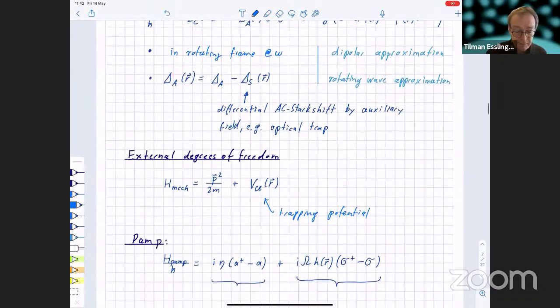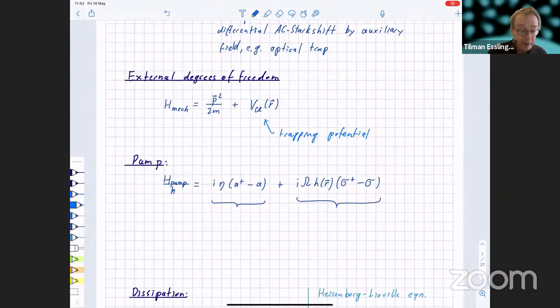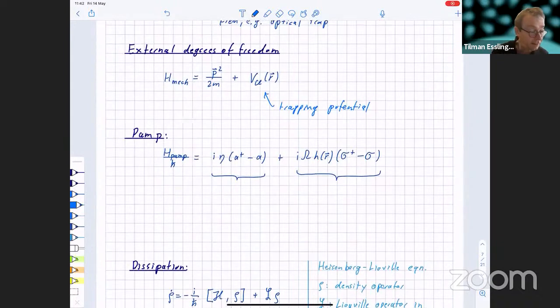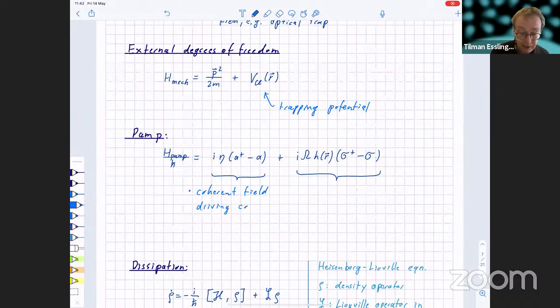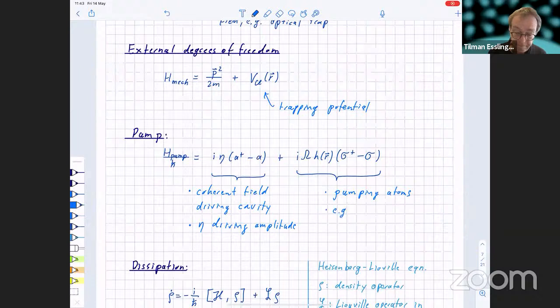Okay, and then we have the pump, and there are these two possibilities for the pump. There is a pump which may have a coherent field driving the cavity. That might be if you shine in, and sometimes we do that, a light field along the cavity axis, and eta would be the driving amplitude. Or it's pumping the atoms, e.g. a standing wave perpendicular to the cavity.